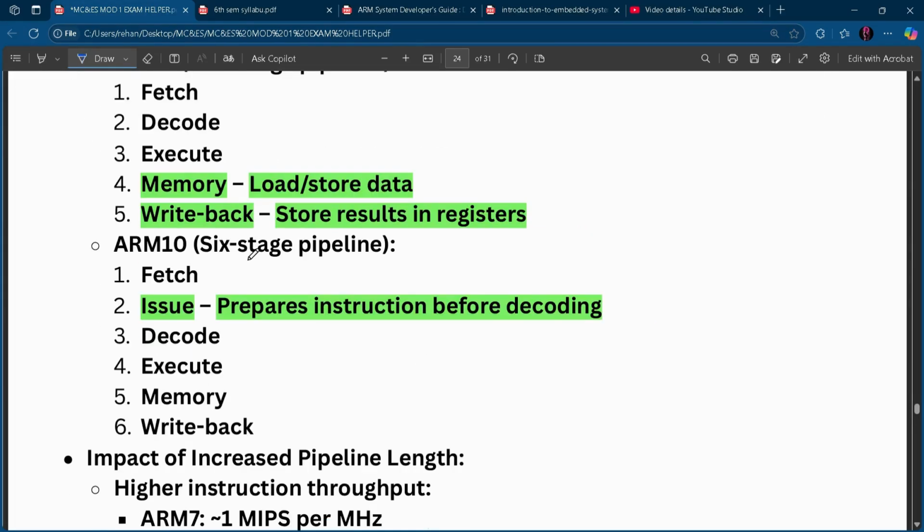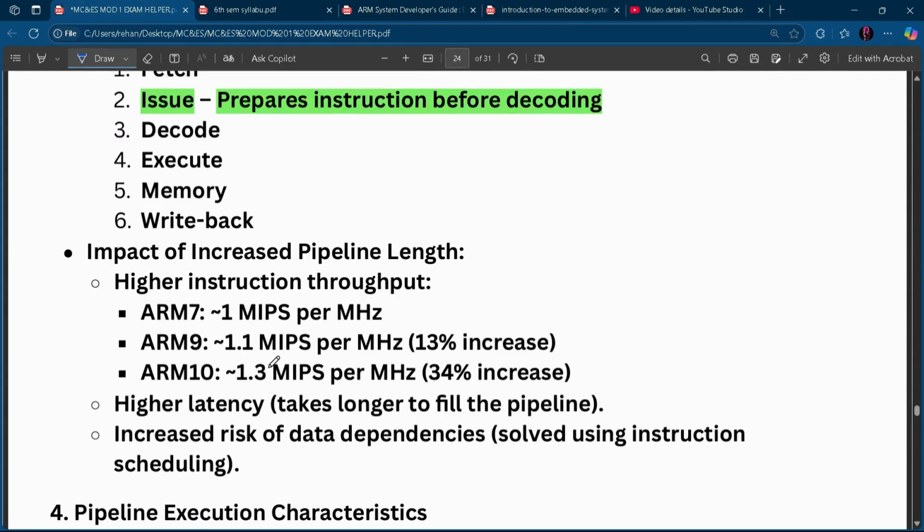In the same way, ARM10 has another stage called issue. Issue is before the instruction is decoded, it prepares the instruction for decoding. Just imagine the decoding part is like a brain fight, so you have to be mentally prepared, right? It's just like that.